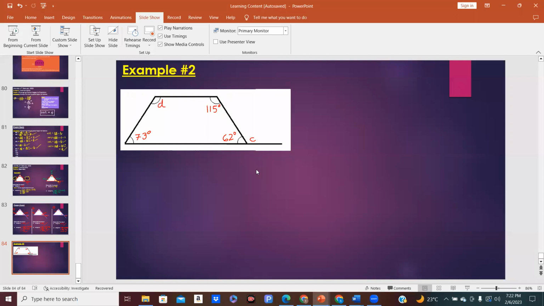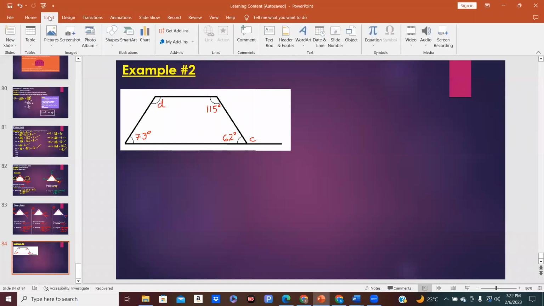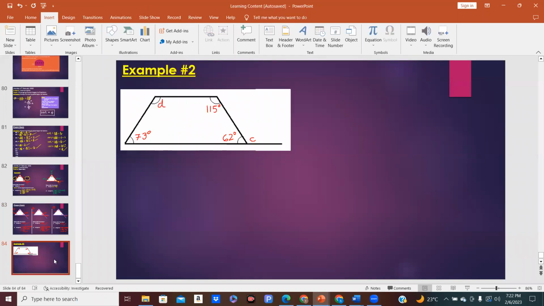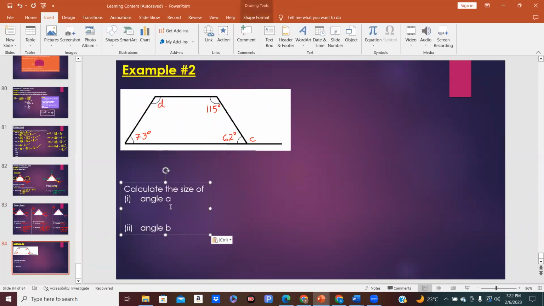This is not difficult. The idea here is that we want to figure out what is the size of angle C, and what is the size of angle D.